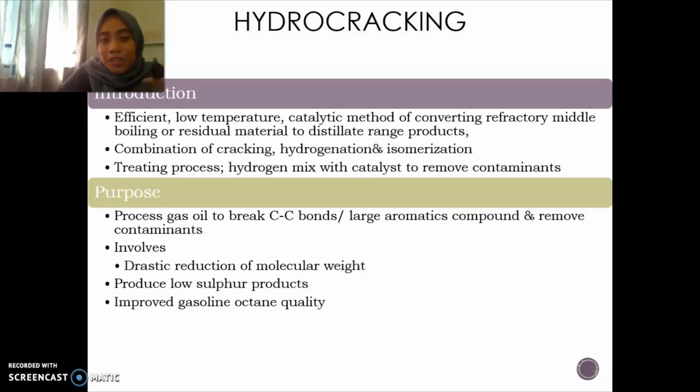So the purpose of the hydrocracking is more or less the same as the catalytic cracking, which is that it is used to break the carbon-carbon bond of large aromatic compounds, and it is used to remove the contaminants. It involves a drastic reduction of the molecular weight, and it is also used to produce high octane number gasoline and products with a low sulfur content. As we know, it is used to remove contaminants, right?